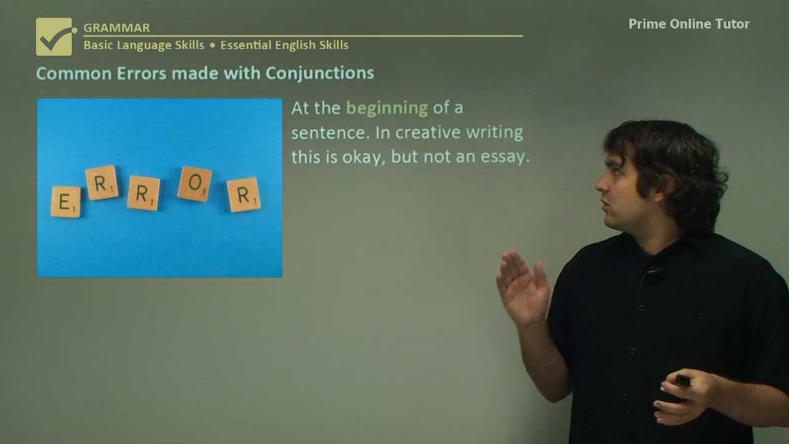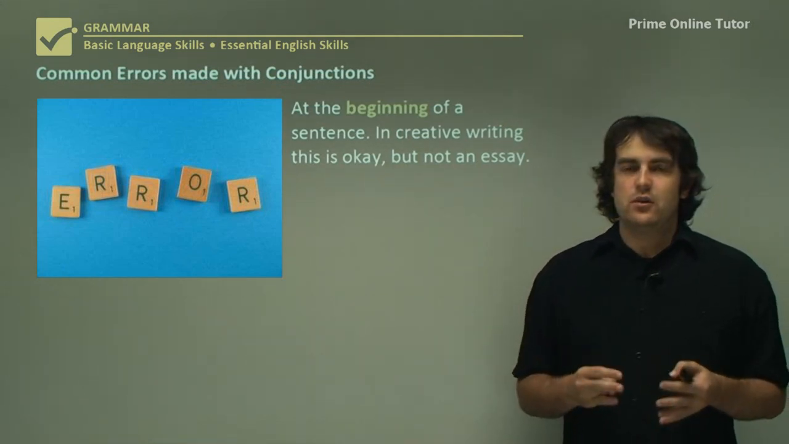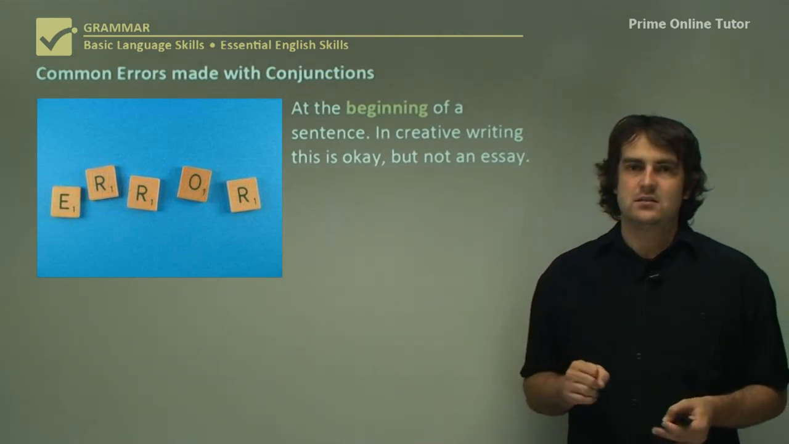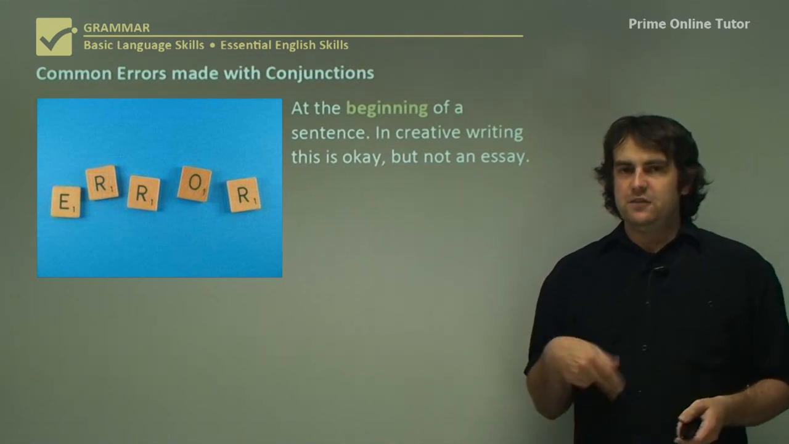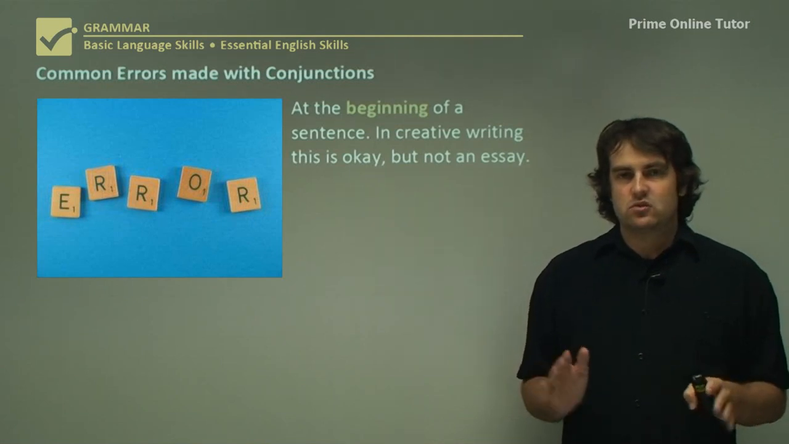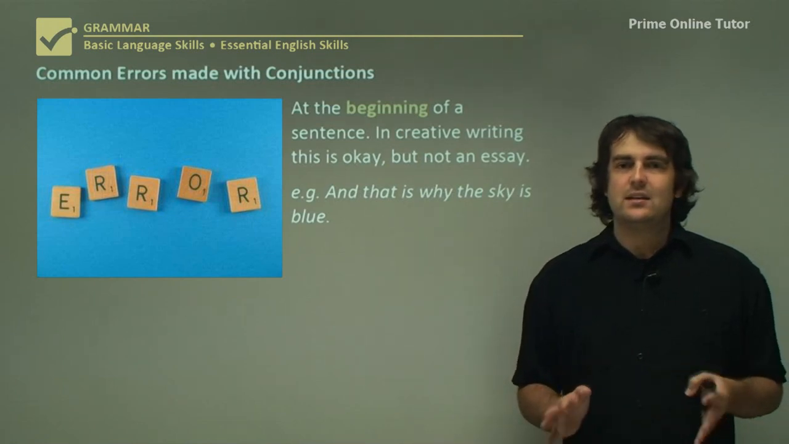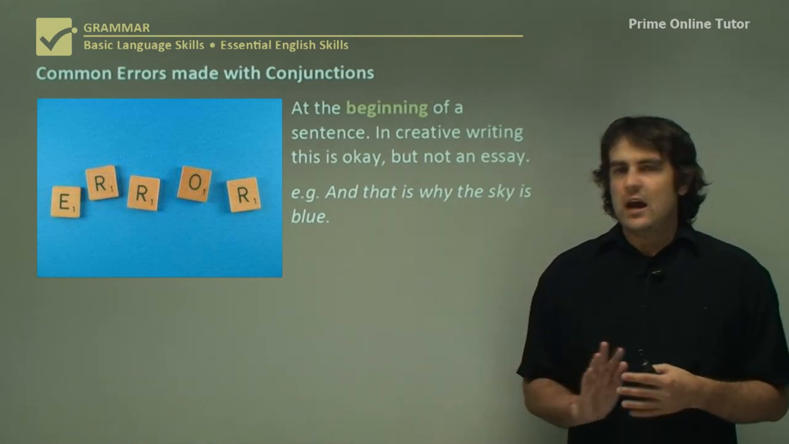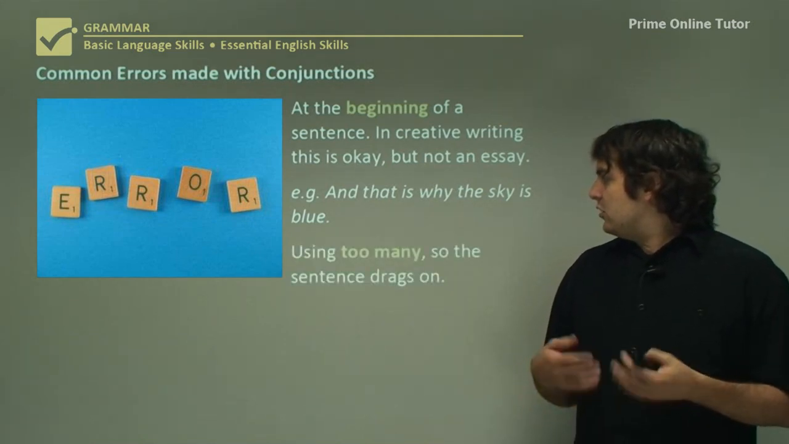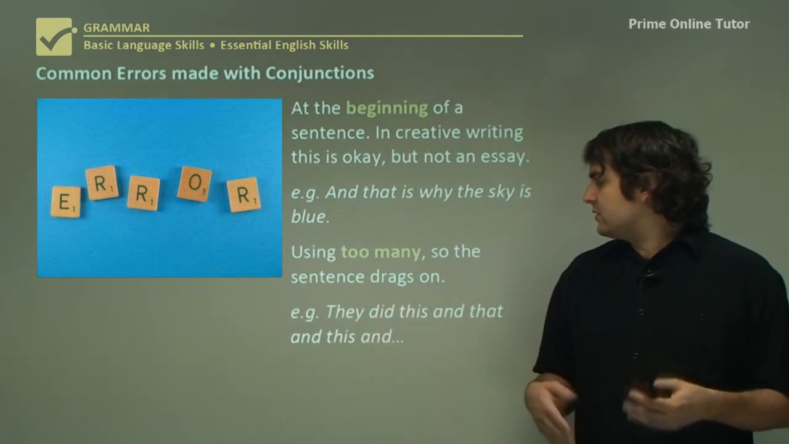Now, common errors made with conjunctions. As I said before, one of the things you'd be trying to avoid is using them at inappropriate times. One of the inappropriate times is using them at the start of a sentence. Creative writing, that's fine. But if you're writing an essay and you want to put, and this is why, don't. Just write full stop, this is why. So, and that is why the sky is blue. You can simply just say, that is why the sky is blue. There's no reason for the and to be there at all. It's just wasting space. Using too many, the sentence also drags on. So as I was mentioning before, they did this and that and this and that and this.